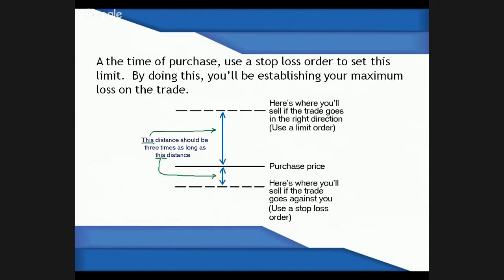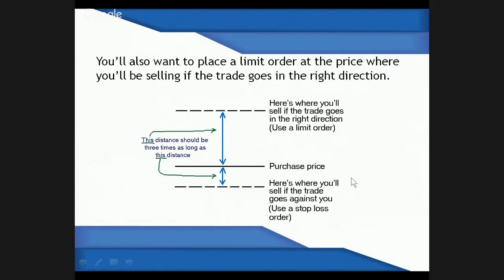At the time of purchase, use a stop loss order to set this limit. So when you make the purchase, go ahead and at the same time or right afterward, set that stop loss order. By doing this, you'll be establishing your maximum loss on the trade, which is this amount from here to here. You'll also want to place a limit order at the price where you'll be selling if the trade goes in the right direction, which is right here. That's where you'll sell, and that's a limit order if things go your way, which hopefully they will.